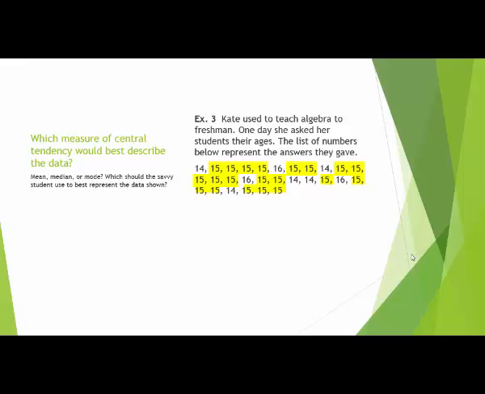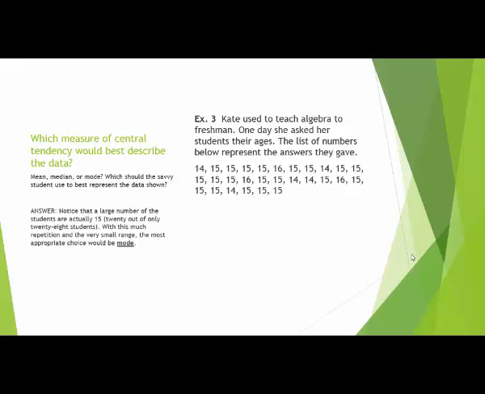And so that being said, if most of the students are the same age, well then the most appropriate measure of central tendency is mode. And that's what I would use here. Most of the students are 15. In fact, I counted 20 out of the 28 students in this list were 15. So with that much repetition and such a small range, I'm going to go ahead and say the most appropriate choice is mode.